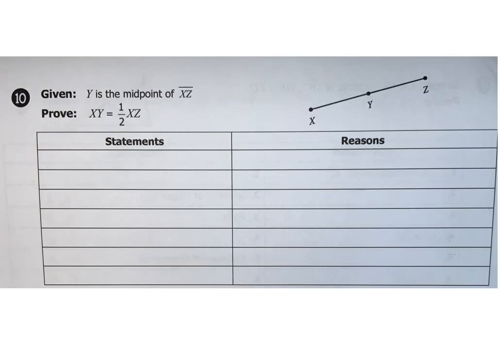All right, so first let's talk about what they gave us. Y is the midpoint of XZ. So they have told us that this point here is the midpoint. That's all they have given us. What do they want us to prove? They want us to prove that XY is exactly 1/2 of the total. Now that is common sense. If it is the midpoint, then it should be exactly half of the total. But we have to walk through the process of proving it, okay?